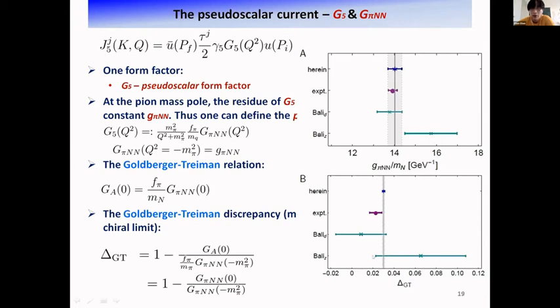And in the lower panel, we compare our computed Δ_GT with the Goldberger-Treiman discrepancy. We compare our computed results, the blue star, with the experimental purple circle and the cyan crosses. We find that our computed result is a little larger than the experimental result, but agrees with two different lattice results.